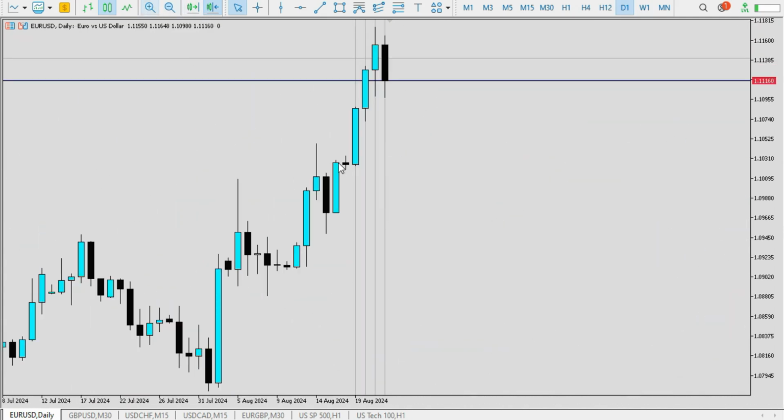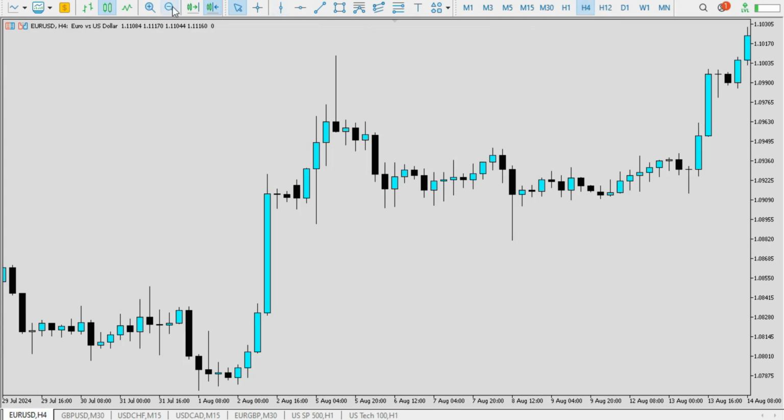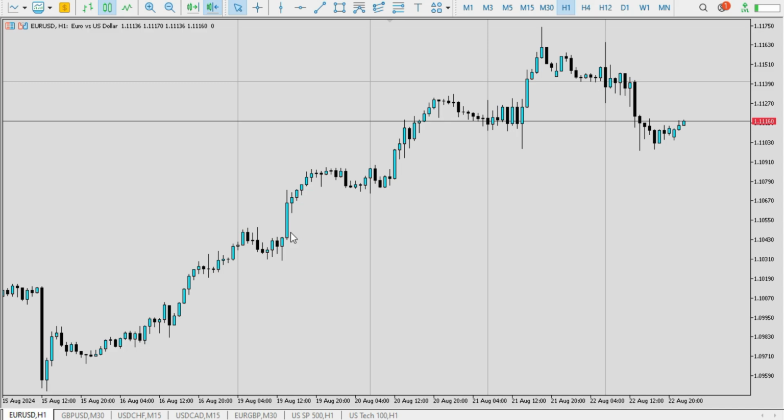On Monday no news, Tuesday no news for DXY pairs. On Monday, no news. I didn't trade it, though we had this nice expansion. Tuesday, I didn't trade it, though we had this nice expansion.